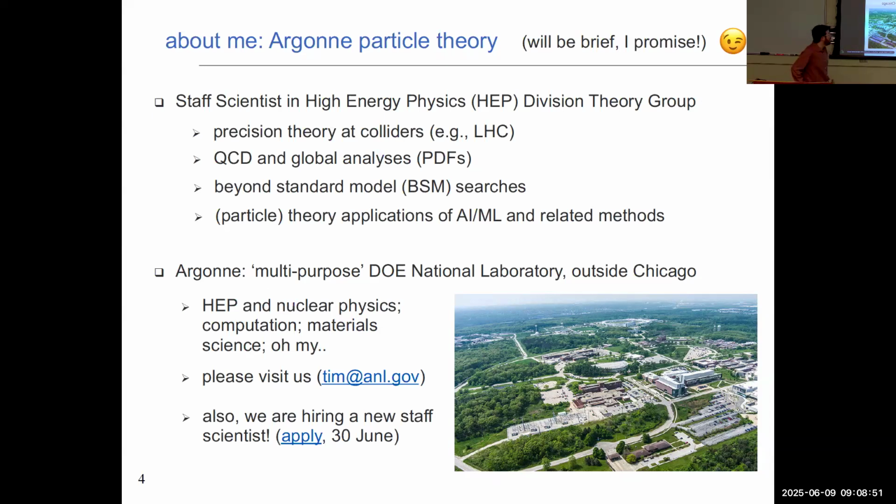So Argonne, for any who may not have heard of it, is the other DOE National Lab outside Chicago. The other, of course, that you know and love perhaps is Fermilab, which is similarly outside Chicago. Unlike Fermilab, however, Argonne is a multi-purpose lab. So it's not simply particle physics, but we also have a very substantial nuclear physics division, and a huge number of colleagues working on computation and material science and so on.